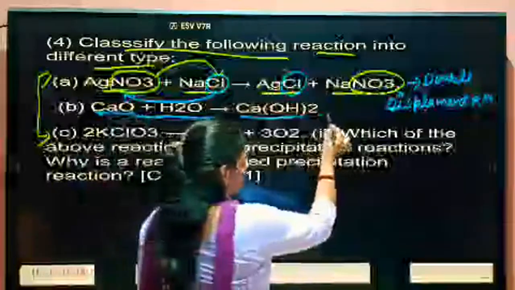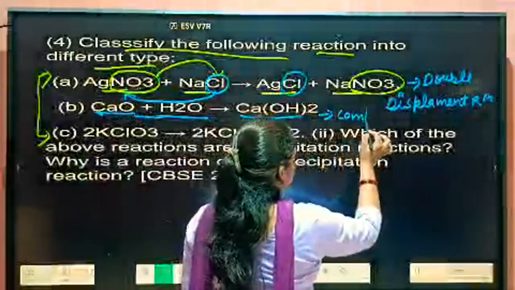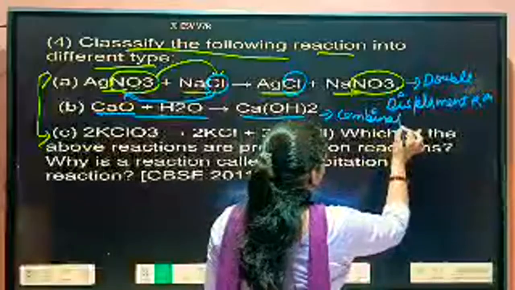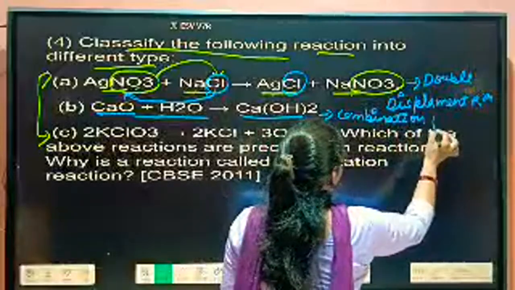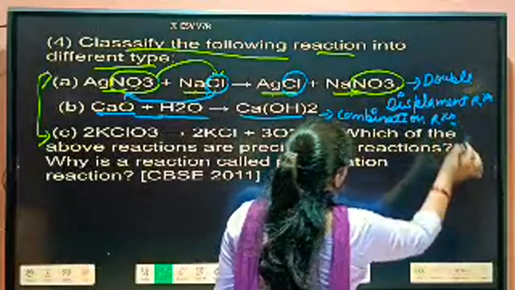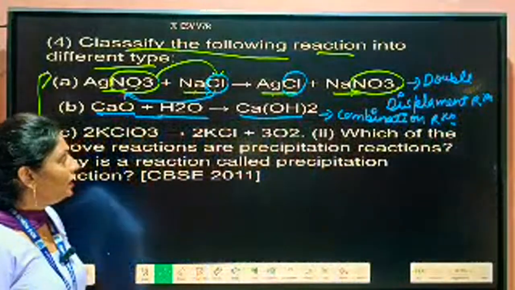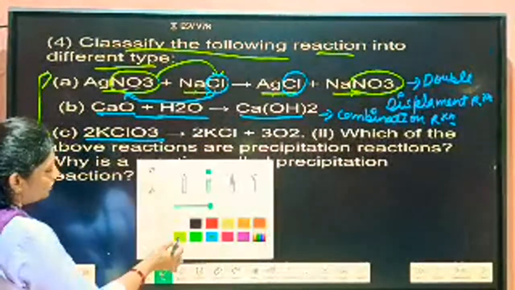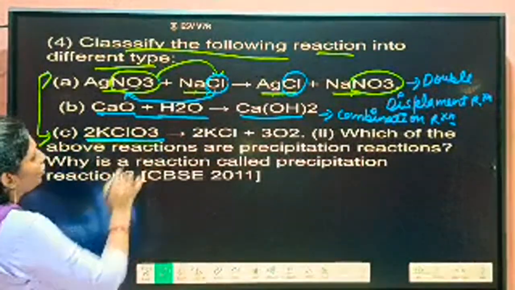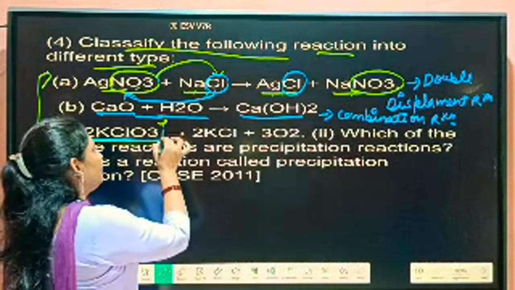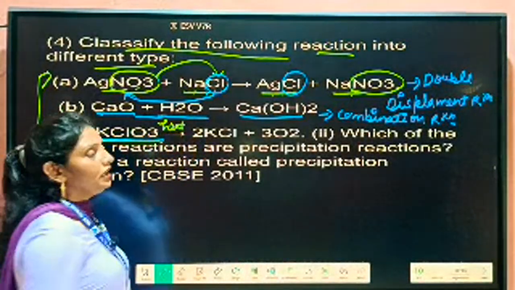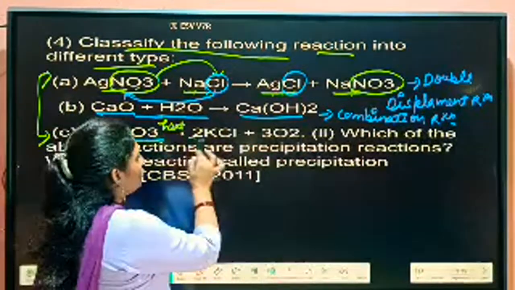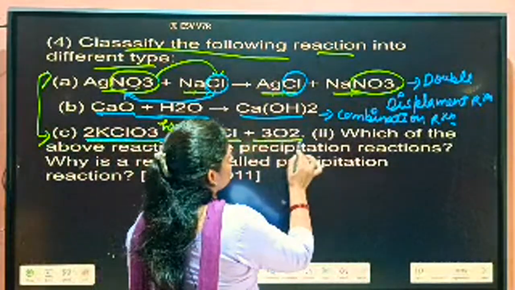And this is known as combination, because after combining two, we are getting one only. Then this type of reaction is known as the combination reaction. Then students, potassium chlorate, KClO3, if it is heated, then it gives potassium chloride plus oxygen.